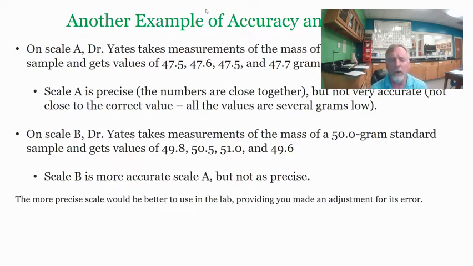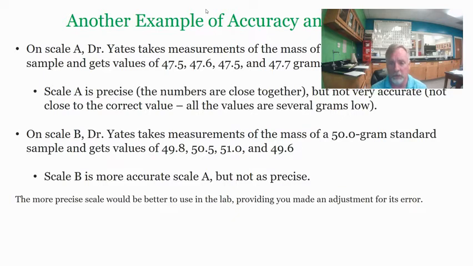Well, we know that our scale is precise. And by that, I mean the numbers are all really close together. They're pretty consistent with each other, right? They're ranging from 47.5 to 47.7. There's only a 0.2 gram difference on something that's almost 50 grams. So it's pretty precise there.